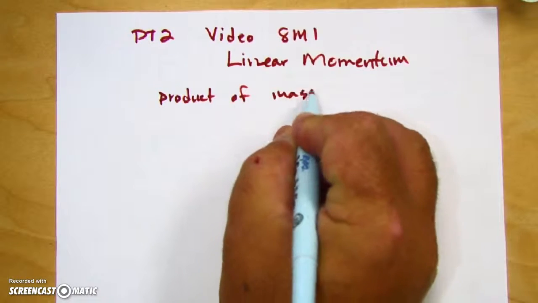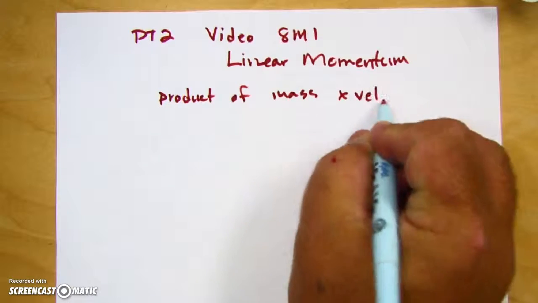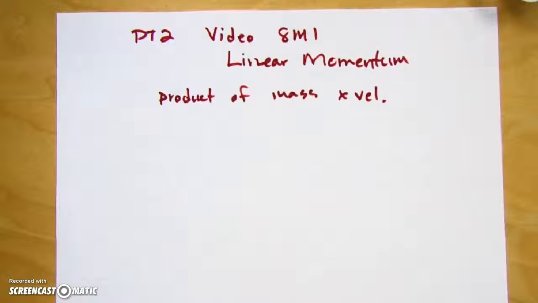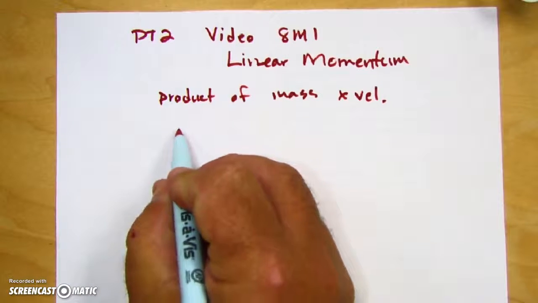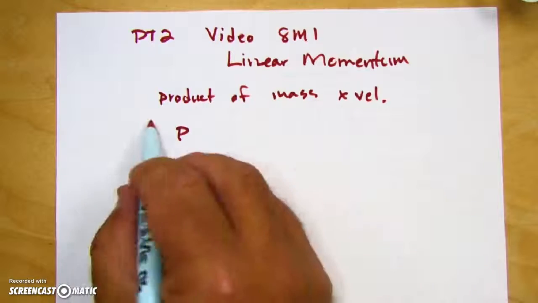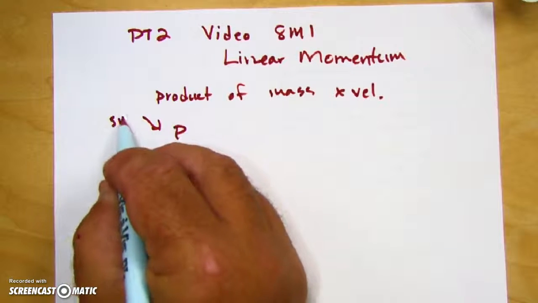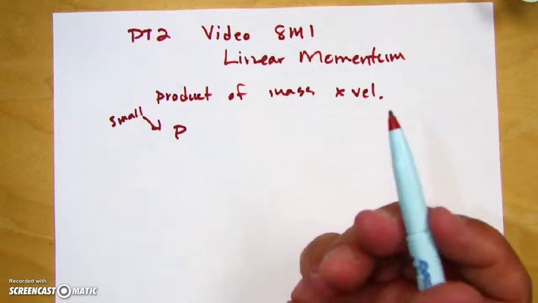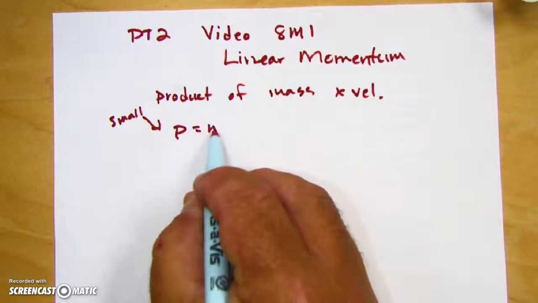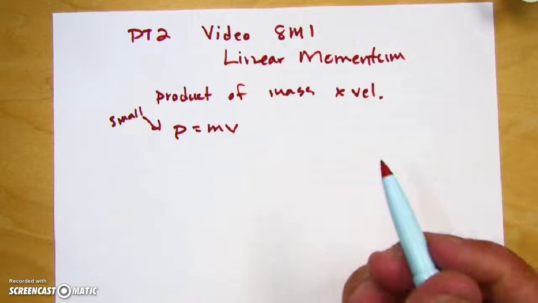So it's mass times velocity, those two. And we're going to use the letter for linear momentum. We're going to use lowercase p. So small p, not capital P. Capital P is pressure. And it's equal to m times v.